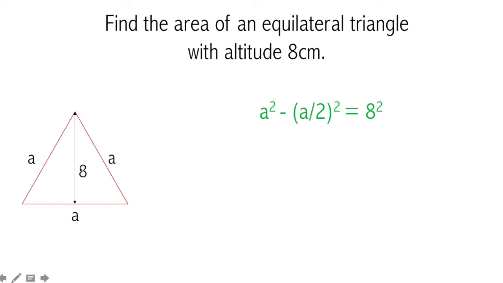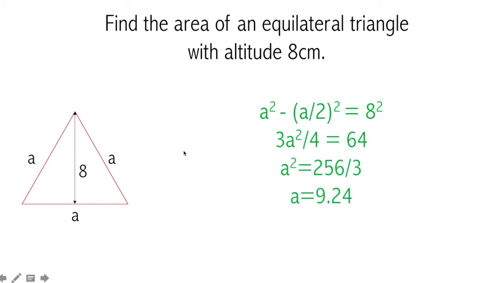Therefore, 8 squared plus a by 2 squared, because this altitude divides this line into equal parts. So this is a by 2 and this is a by 2. So 8 squared plus (a by 2) squared is equal to a squared. I've just written it slightly differently there. Therefore, a squared minus (a by 2) squared is equal to 8 squared, just Pythagoras theorem.